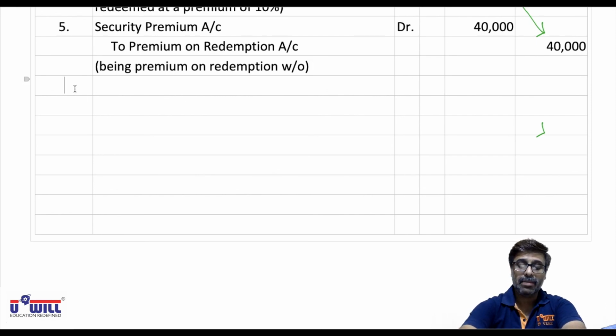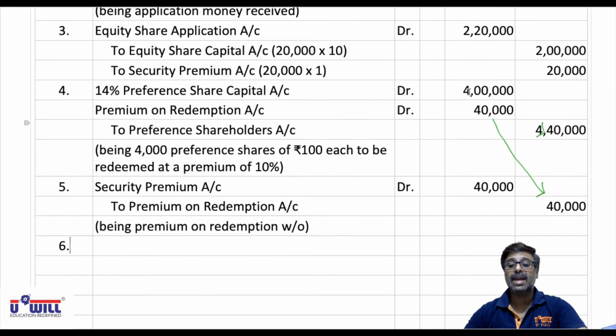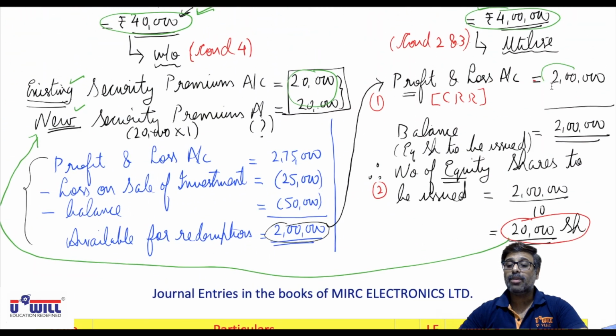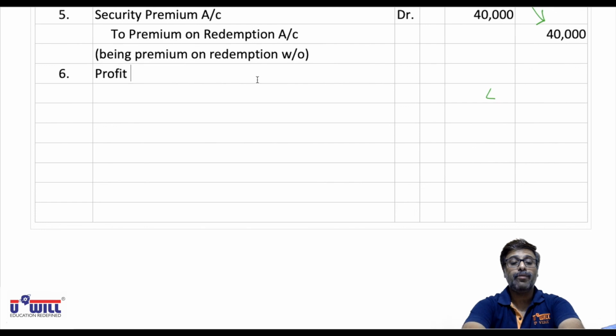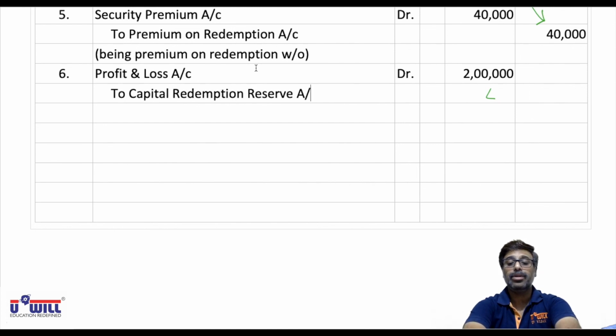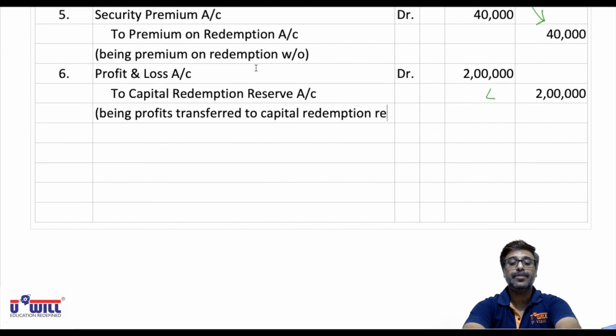Now after writing off the premium, from the profits we have to transfer to capital redemption reserve. 2 lakh from the profits are to be transferred to capital redemption reserve so that the overall total share capital remains the same. So profit and loss account debit 2 lakhs to capital redemption reserve account 2 lakhs, being profits transferred to capital redemption reserve.